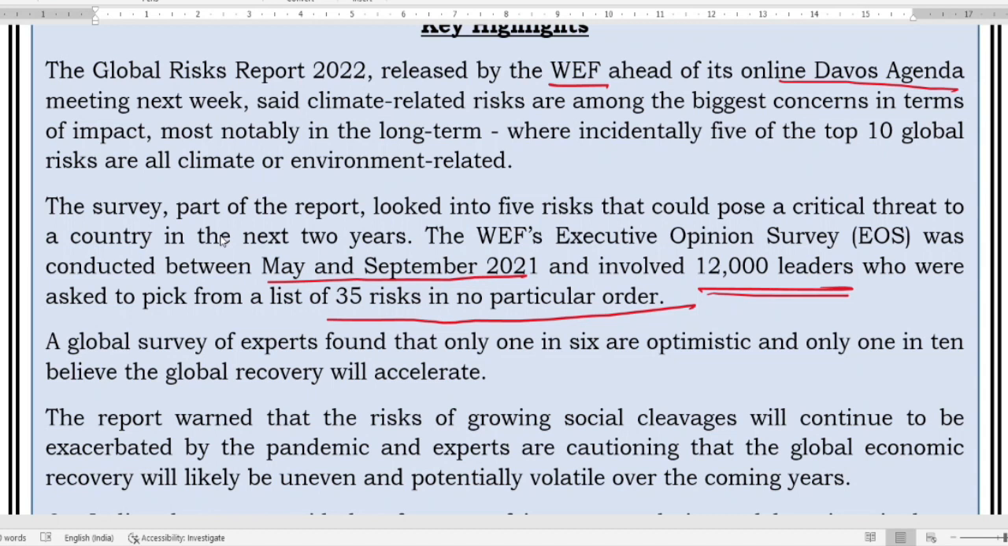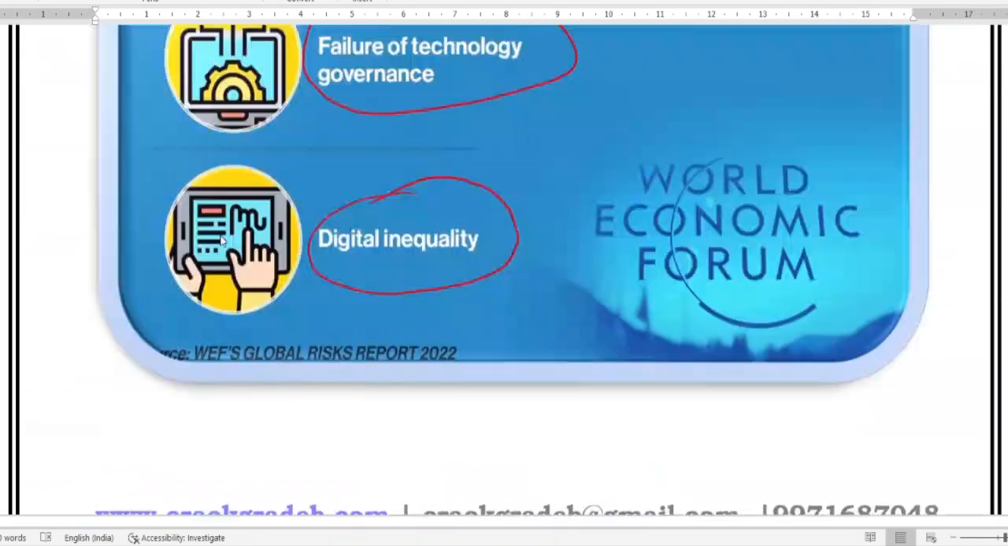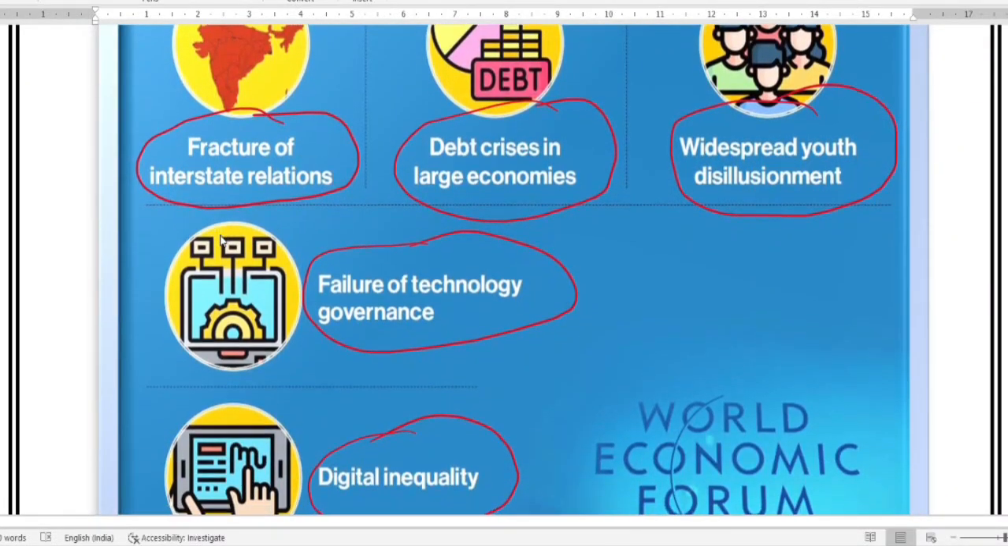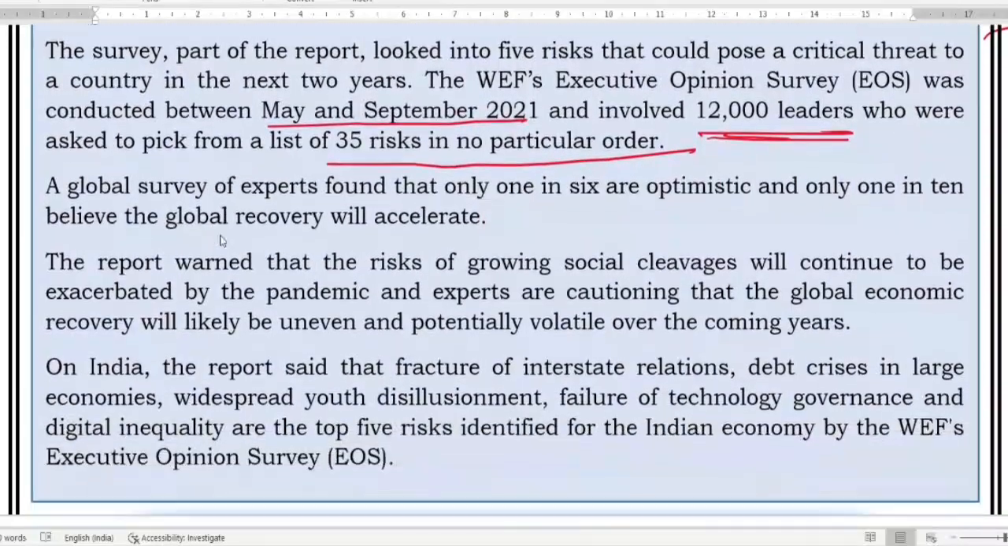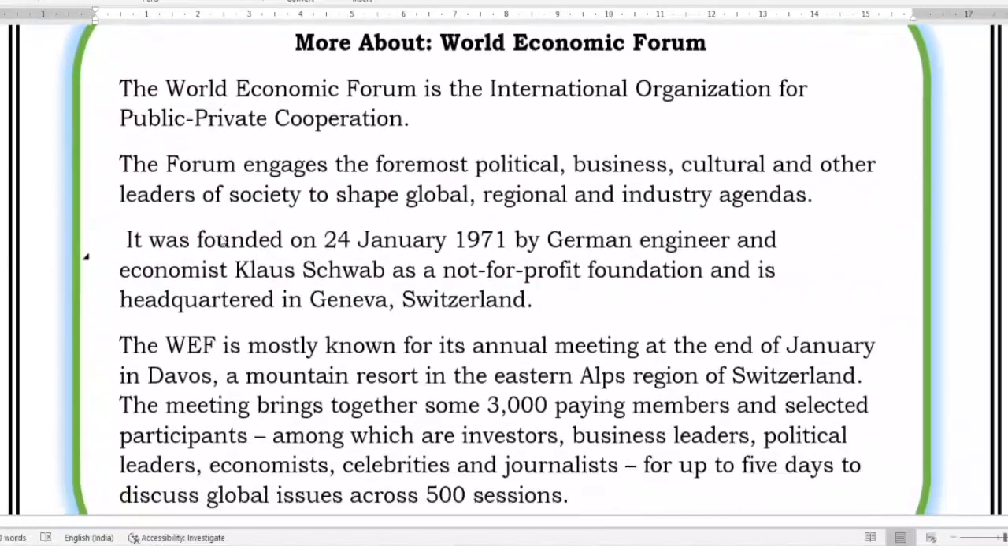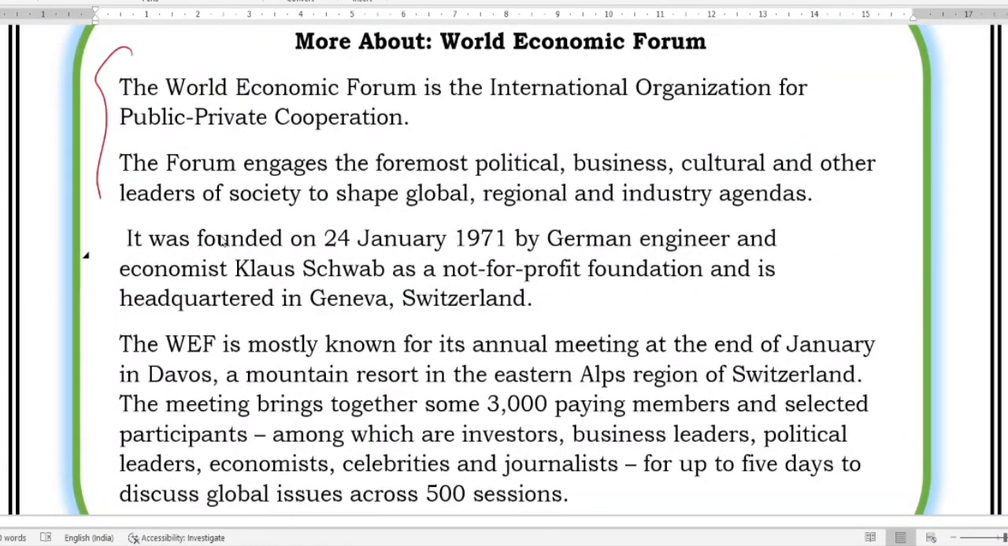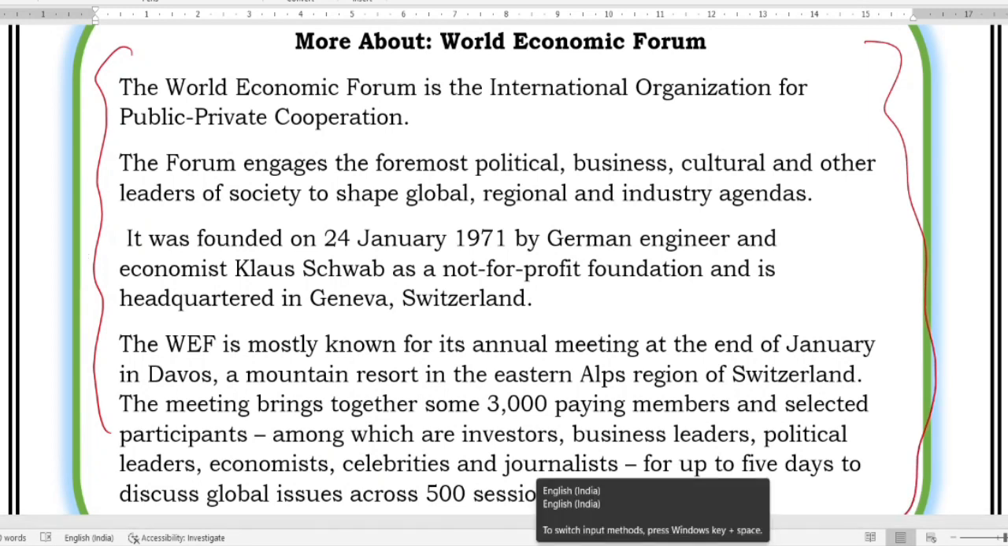They were given a list of 35 risks and they were asked to pick the risks. That's it. And then out of this, they have arranged and it has come out that these are the five risks that prevail in India. So you have to remember these five. Now, more about the World Economic Forum. If you want to know more, no worries, open our current affairs material, it's there.